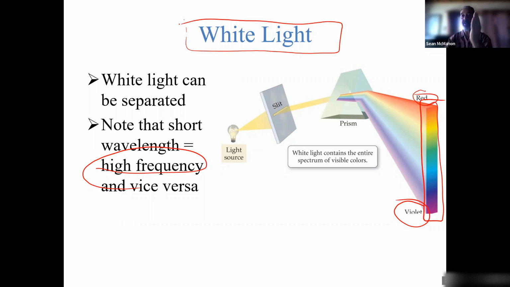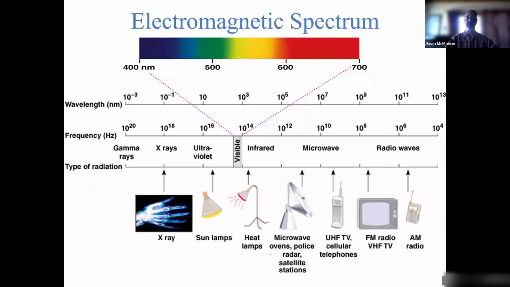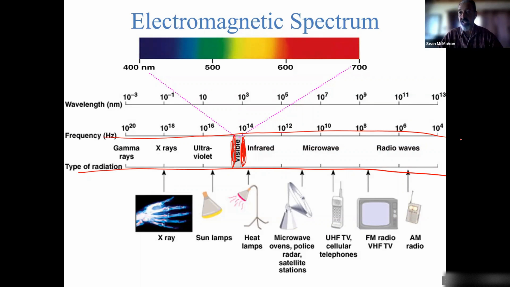The way you can remember the spectrum of visible light is the acronym Roy G. Biv, for red, orange, yellow, green, blue, indigo, and lastly, violet. Violet being the shortest wavelength, red being the longest. So when we look at the electromagnetic spectrum, visible light is a very small portion of all light. So here's visible light in the full spectrum of light, electromagnetic radiation.